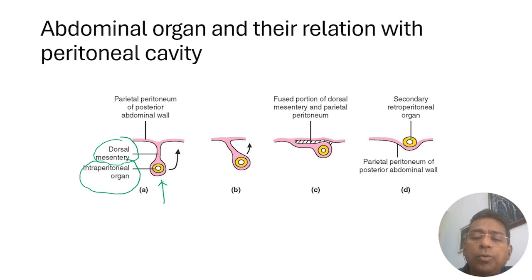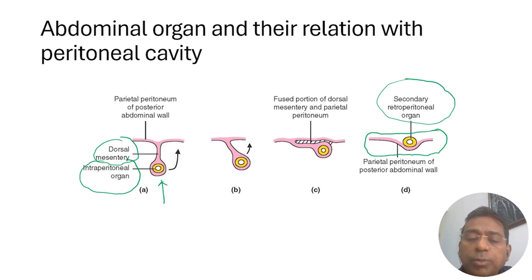Another group is the organ which lies behind the peritoneal cavity. These are called retroperitoneal organs such as kidney. You can see here the organ is behind the peritoneal cavity. Ignore this at the moment. So the retroperitoneal organs will be like this. Example is kidney.